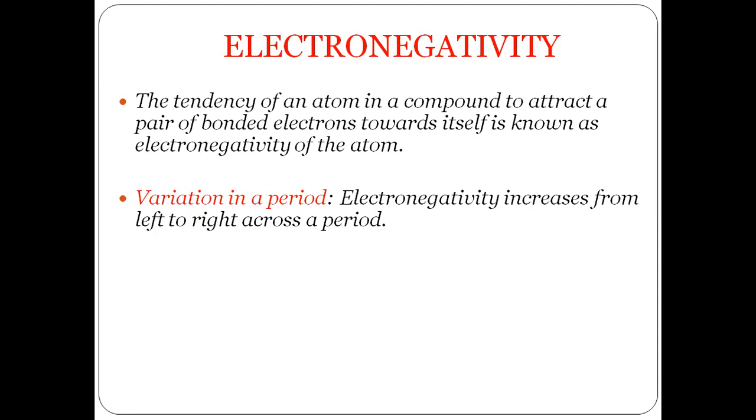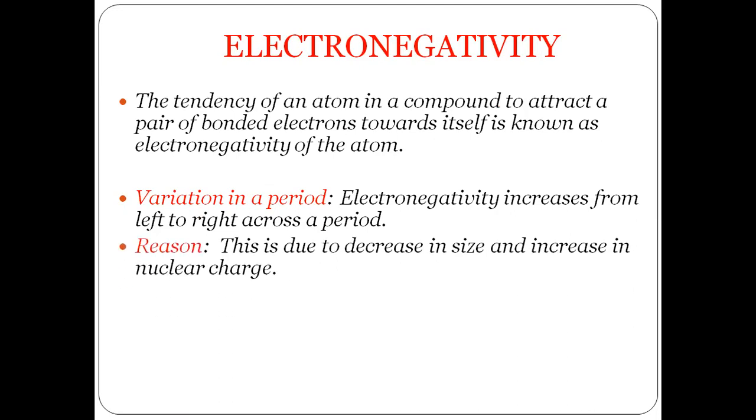It increases when you move from left to right. Why does it increase? Again, the reason is the same: it's because of the size. When you move from left to right, size will decrease and there will be an increase in nuclear charge. Both of these result in more pull on the shared pair of electrons toward itself. Nucleus is very close, attractive force will be more, size is small, and nuclear charge is more, so it pulls more powerfully. So the electronegativity will go on increasing whenever you move from left to right.